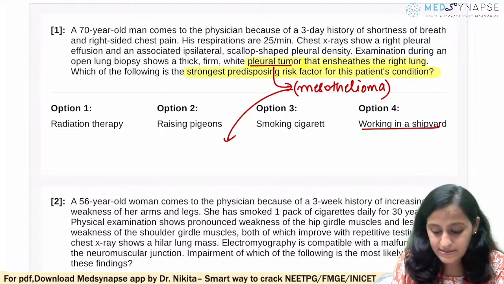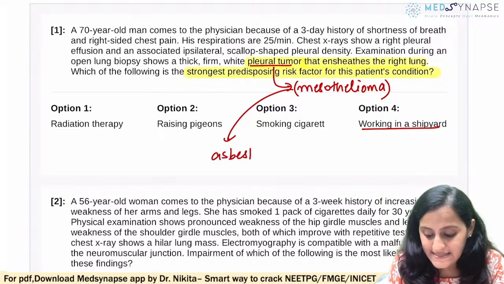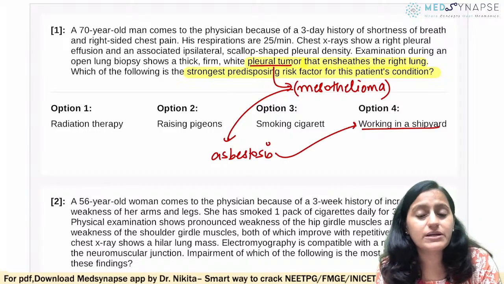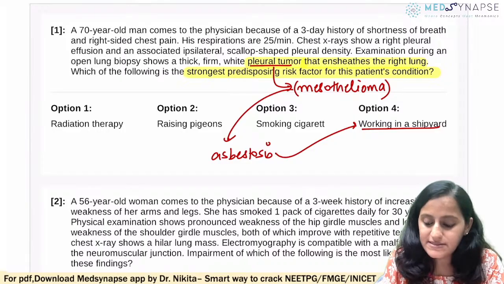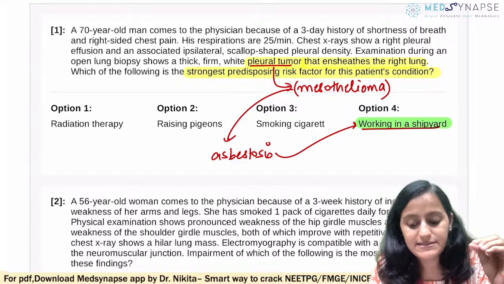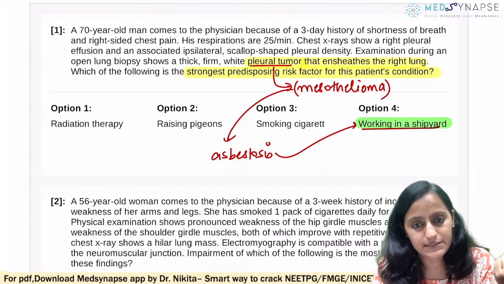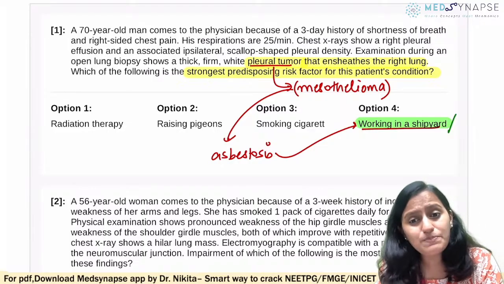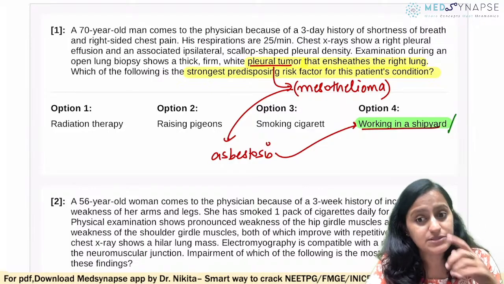Okay, the question is talking about mesothelioma, which is definitely associated, right? Examiner's favorite. It is associated with asbestosis. And asbestosis is common with someone working in a shipyard. This is something that you can never ever forget, right? A basic concept that is tested in your exam very frequently. Can you tell me any other options or occupations where asbestosis is associated?